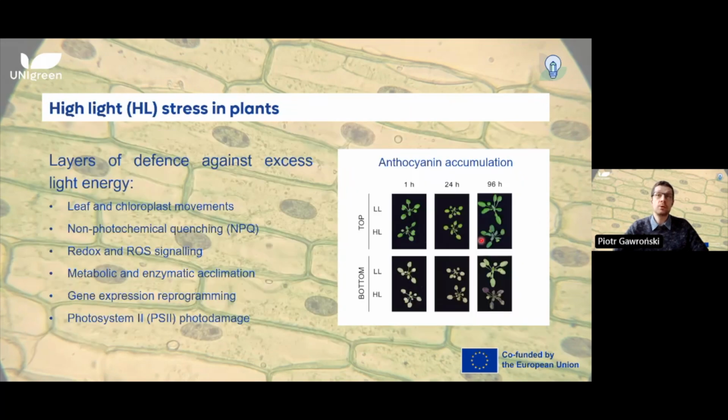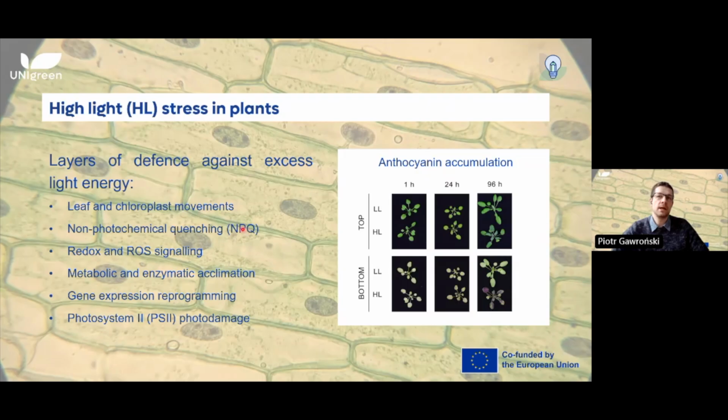Now returning to the main topic of this presentation, as you probably know, plants are constantly exposed to changes in light intensity. When light becomes too strong, it is no longer beneficial and instead becomes a stress factor. As a result, plants respond to excess light at many levels, including leaf movements and chloroplast movements, and, for example, non-photochemical quenching, which dissipates excess energy as non-destructive heat.